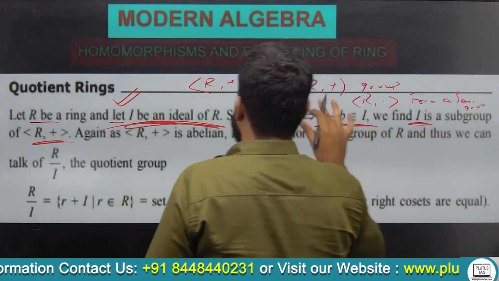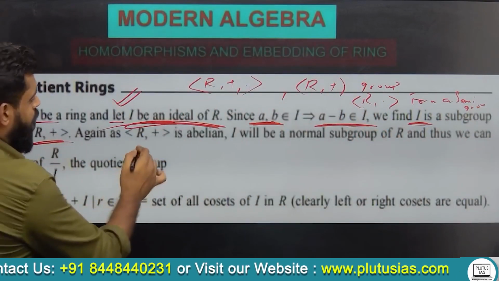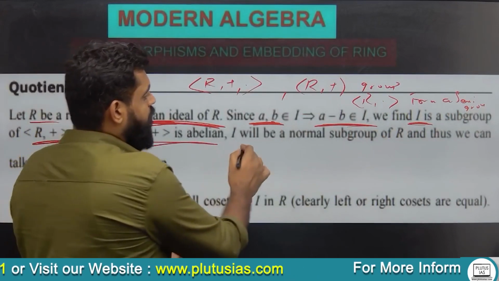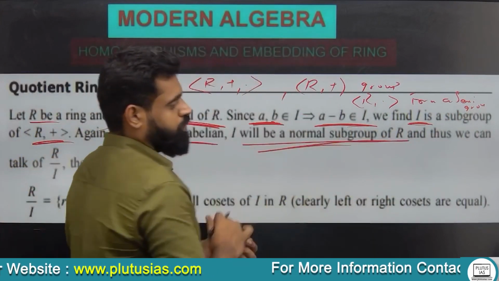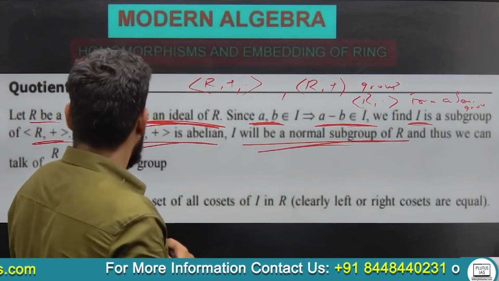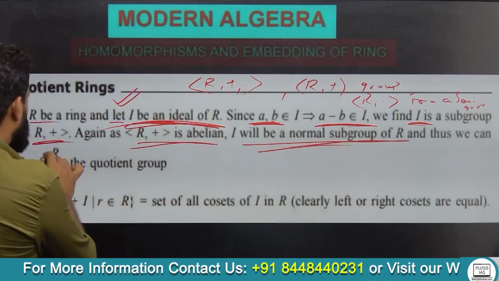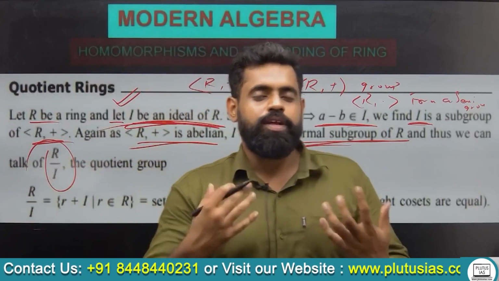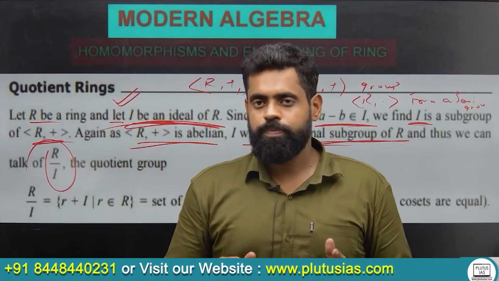So it says that if R plus is a group and R plus is abelian, it forms an abelian group in a ring, then I will be a normal subgroup of R. Since it is abelian, I is a normal subgroup, thus we can say that R by I is a quotient ring, a quotient group. Now we understand a different concept, that is the quotient group.